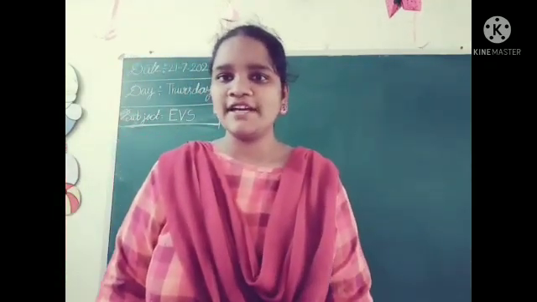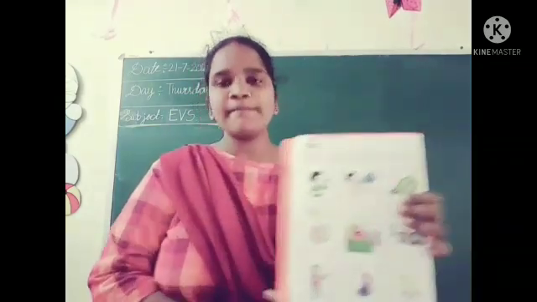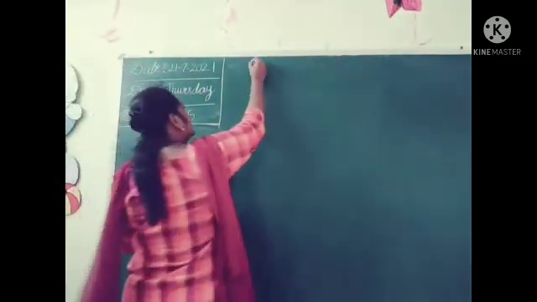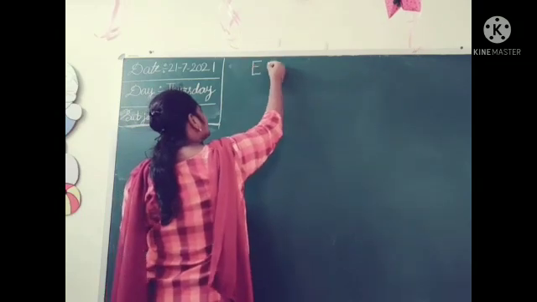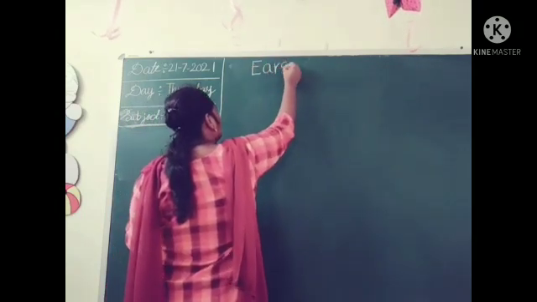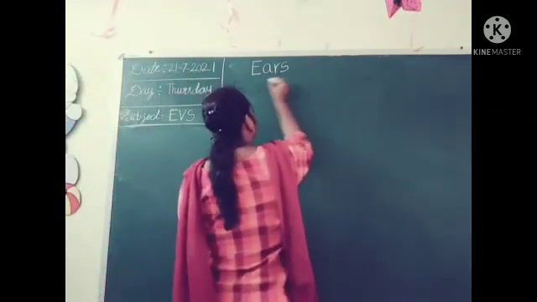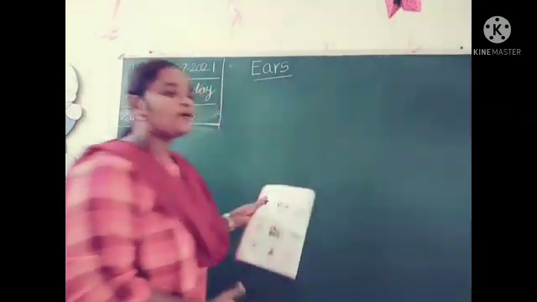Now we are going to learn EVS. Now all of you open page number 6. See, now we are learning about ears and tongue. First we are learning about ears. What is the spelling of the ears children?